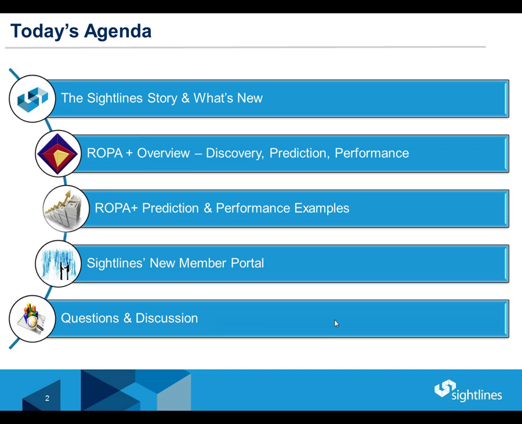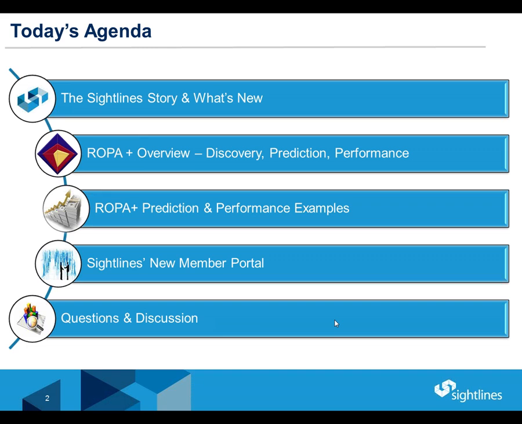And then we're going to go into some specific examples for the new parts of ROPA Plus, because all of you who have been with us for a number of years have experienced the discovery part of ROPA, the ROPA process. But we're going to be adding prediction and performance parts today and show you some examples at specific campuses where we've used this to introduce you to these ideas.